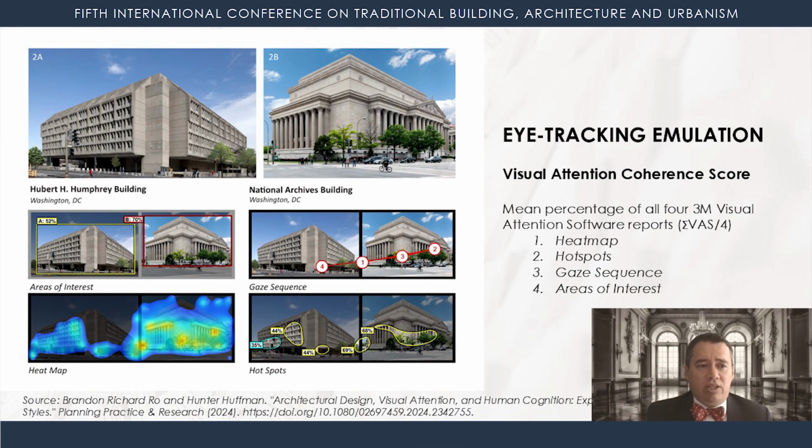Now, visual attention, on the other hand, was predicted using an eye-tracking emulation tool, specifically 3M's visual attention software, to determine which building facade grabs the most pre-attentive vision before age, gender, culture, and education come into play. This software simulates human visual behavior by analyzing how different elements of a facade attract and hold attention on an unconscious level. As established in a previous study, the mean percentage score of all 4 3M VAS reports were tabulated to create a visual attention coherence score.